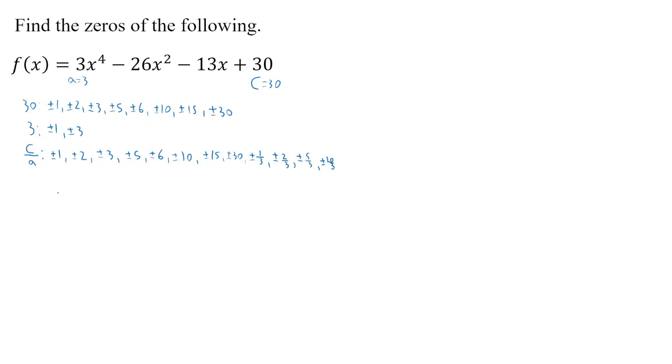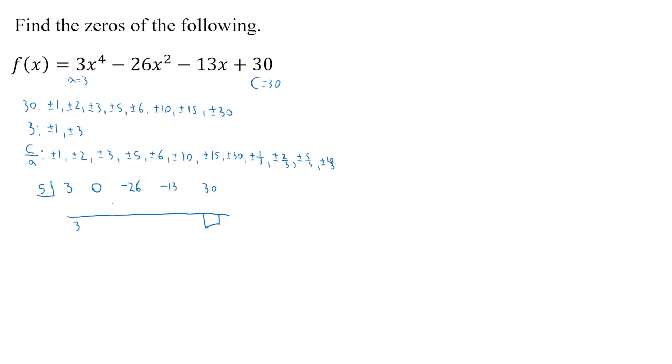So now we're going to use synthetic division. We got 3. We don't have an x to the third. That means its coefficient is 0. Negative 26, negative 13, positive 30. Draw our line. Draw our remainder box. So now the first thing we're going to do, we're going to try 5.